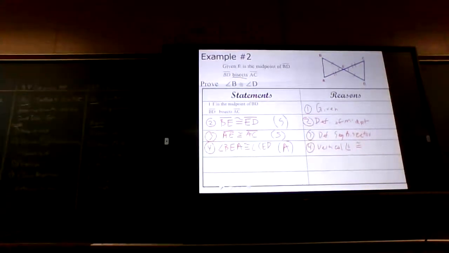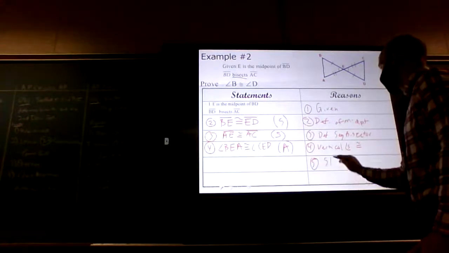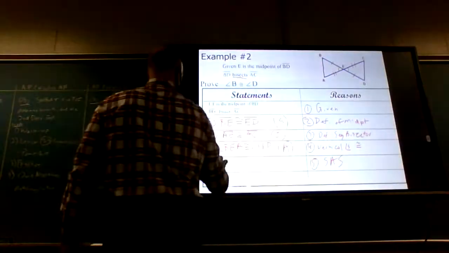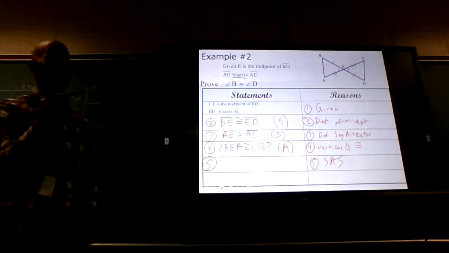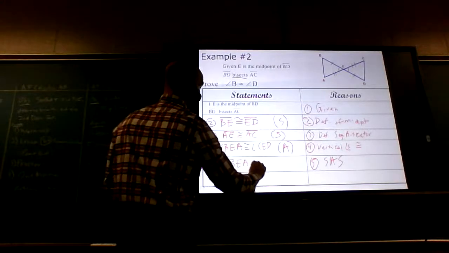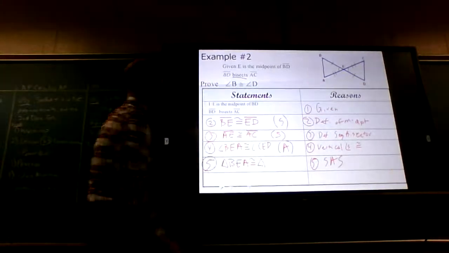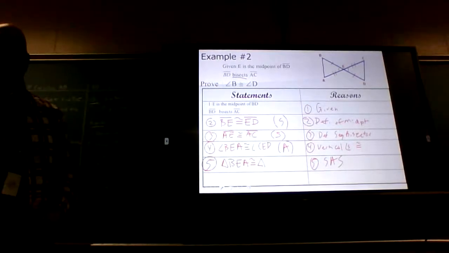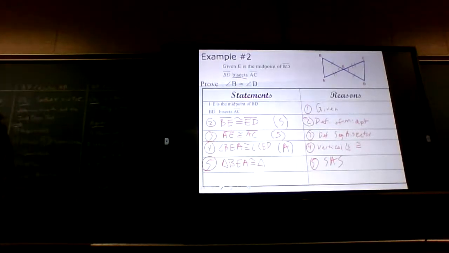I bet you Tomas knows what the answer is for the next one. It's the same thing again. What is it, Tomas? It is SAS. So for step 5, now here's where we got to be careful, right? We got to do them in the correct order. Triangle BEA is congruent to triangle, BEA has to be congruent to triangle what? CED.